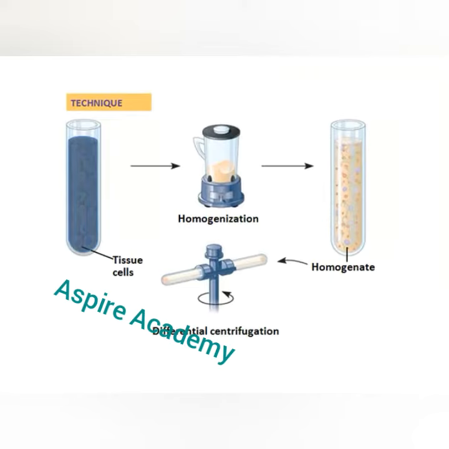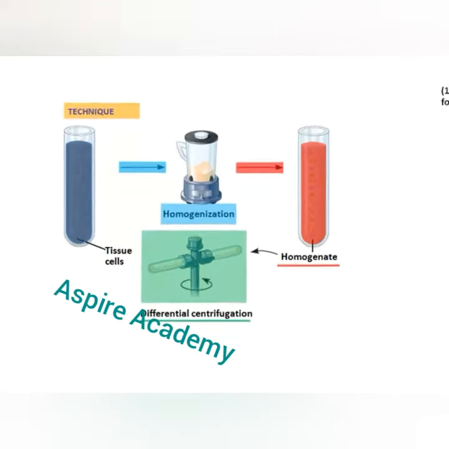Tissue cells are first homogenized, or broken apart. Their plasma membranes are broken up so that their internal contents spill out and mix together in what we call a homogenate. The homogenate is then spun at a high rate of speed in a process called centrifugation, and that speed can be varied, so we call it differential centrifugation.